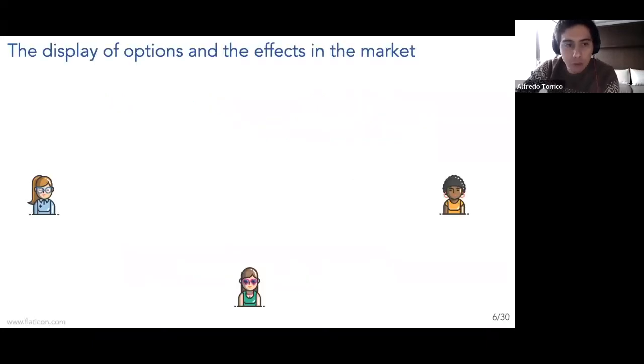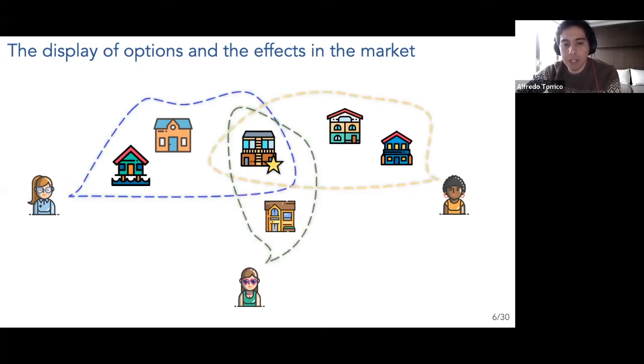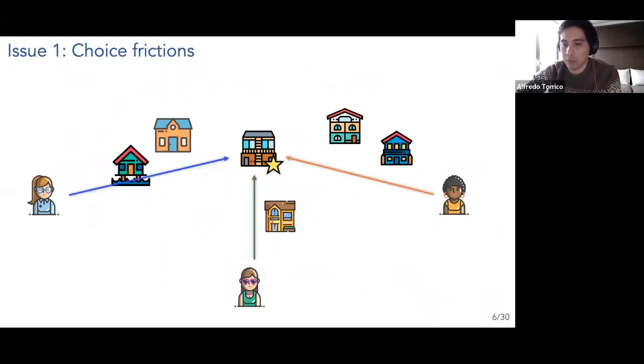Let me give you an example to clarify that. Let's say that we have three customers looking for accommodation, let's say in Montreal. And we have six options that the platform can show to them. But in the middle, we have a popular option, given by some ranking, that is highlighted by this star. Let's say that the platform chooses the following subset of options to show to these customers. The problem is that everyone is seeing this popular option, so this may lead to the first issue, which is choice frictions. Why? Because the host can only choose one customer. So this results in a suboptimal solution.